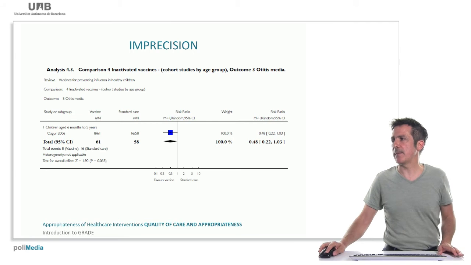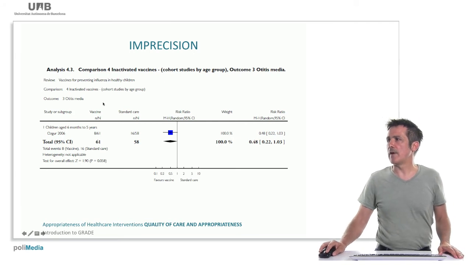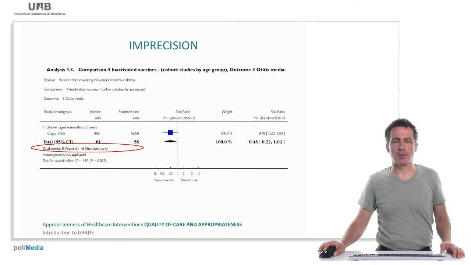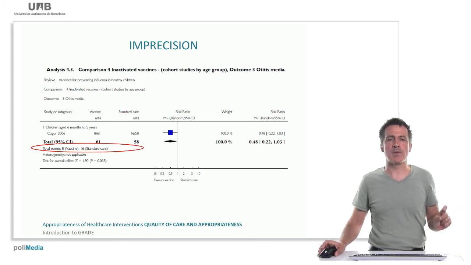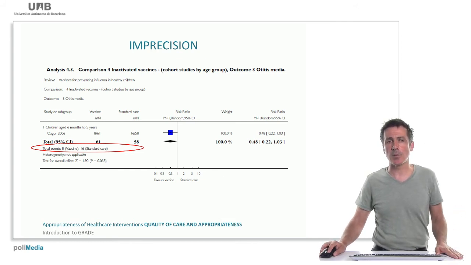Have a look at this meta-analysis of vaccine versus standard of care. The outcome is otitis media. What do we have? Just one study with only 24 events. This is a very low number of events. We are only on safe ground when we are talking about 100 or more events. When we say events, it's the sum of the events in both the intervention and the control group.